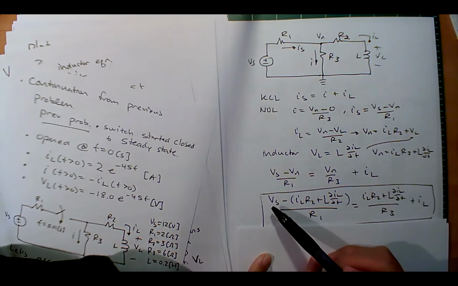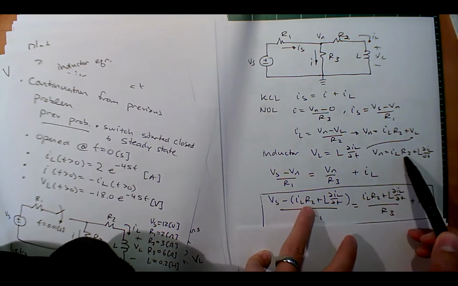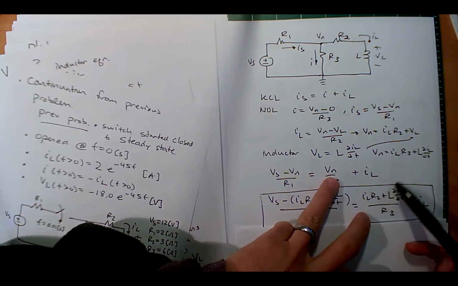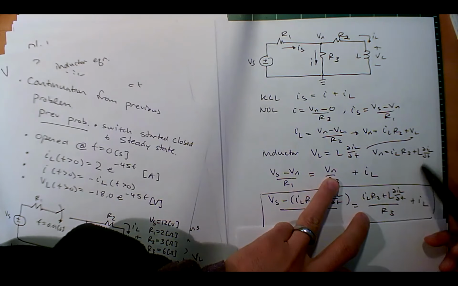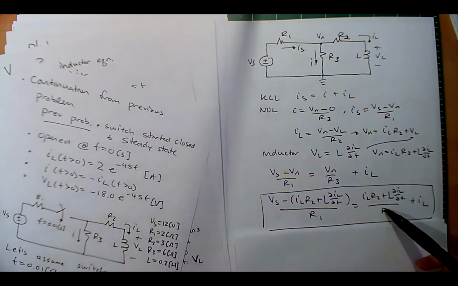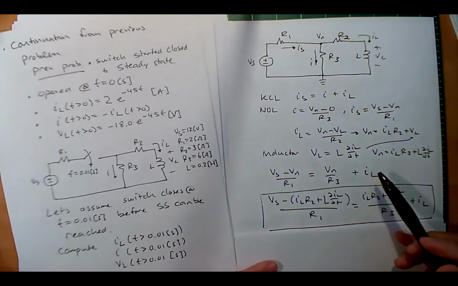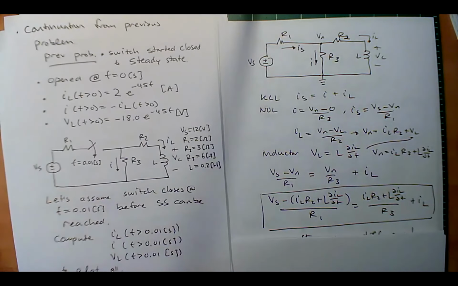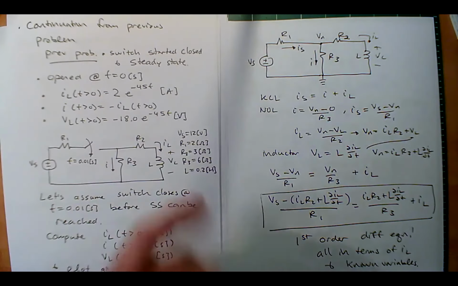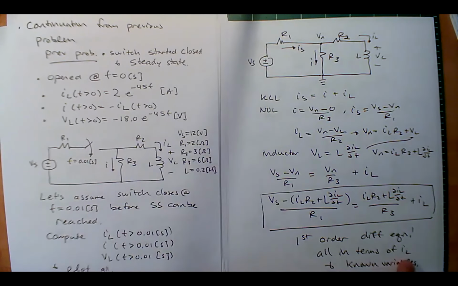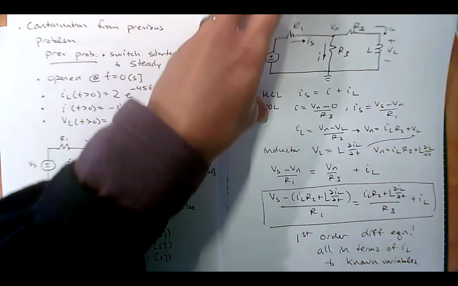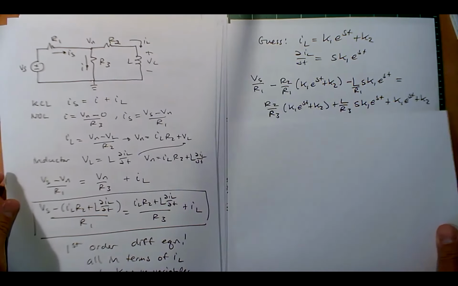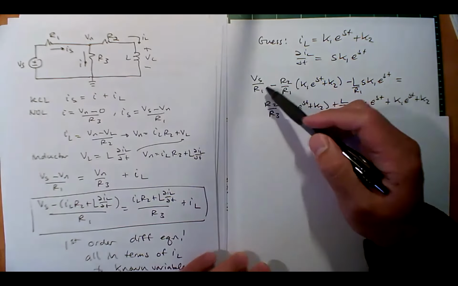And let's look closely. Vs minus (IL R2 plus L dIL/dt), good, over R1, good, equals Vn, which is, again, (IL R2 plus L dIL/dt) over R3, plus IL. Good, this is my first order differential equation. Like I said, this problem is a little bit hairier because you have all this stuff in here. Okay? So we know what to do with that. We can solve for K1, K2, and S because we know IL is going to be that special e to the st form. So we're going to plug in our guess, and we're going to do this. I know it looks nasty. Let's just do it one variable at a time.